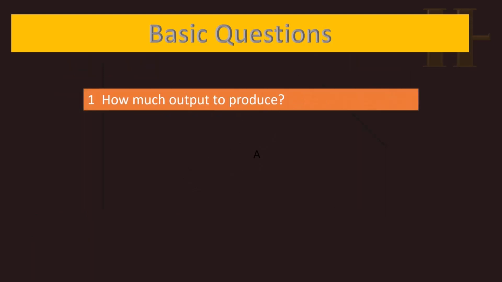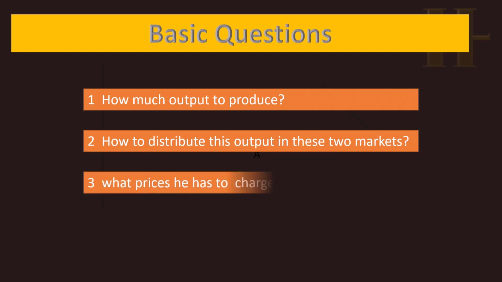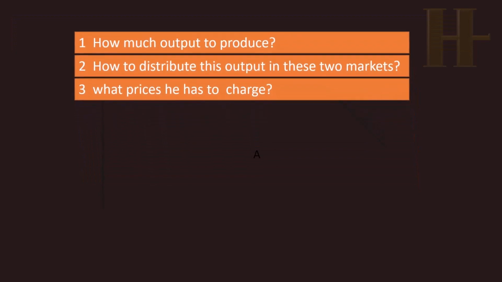In this case, a monopolist has to find answer for three questions. They are 1. How much output to produce? 2. How to distribute this output in these two markets? 3. What price he has to charge? Answer to all these questions lie in equilibrium of a firm under this type of discrimination.